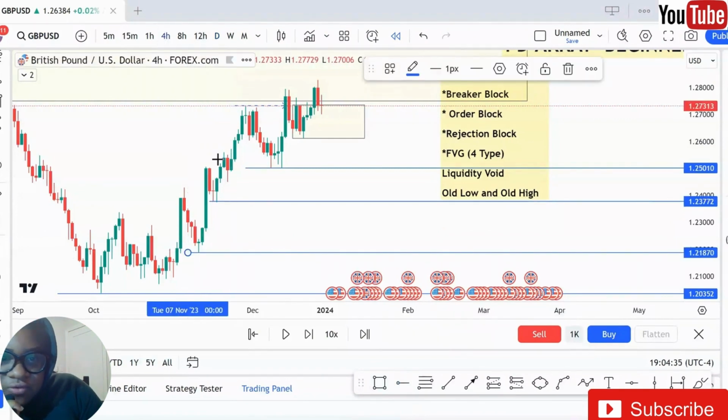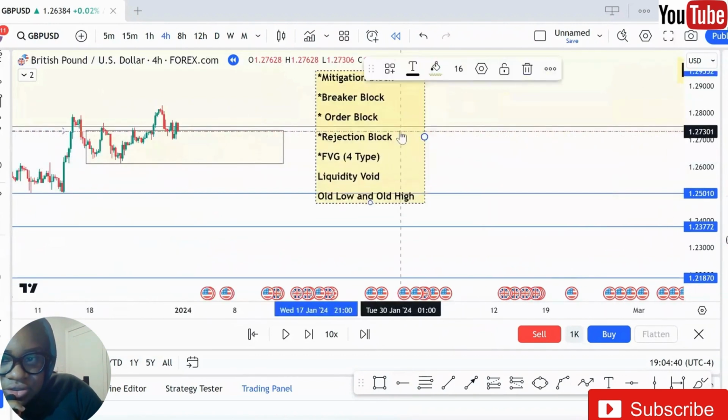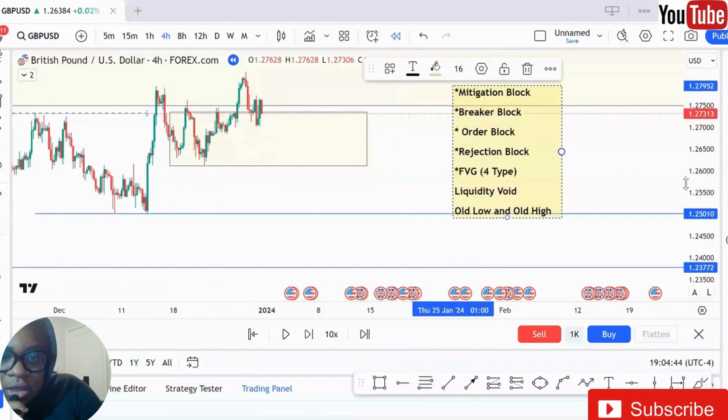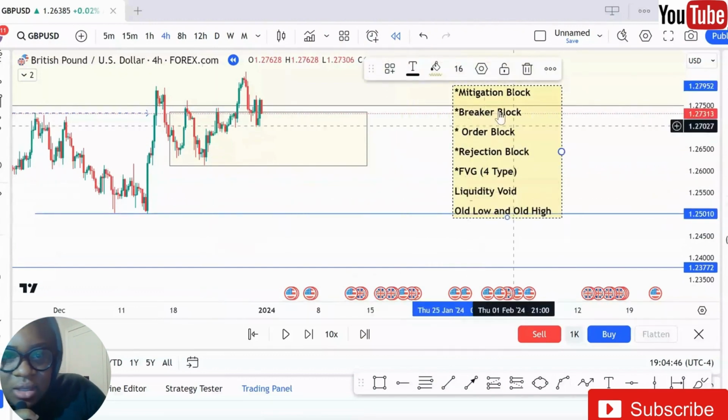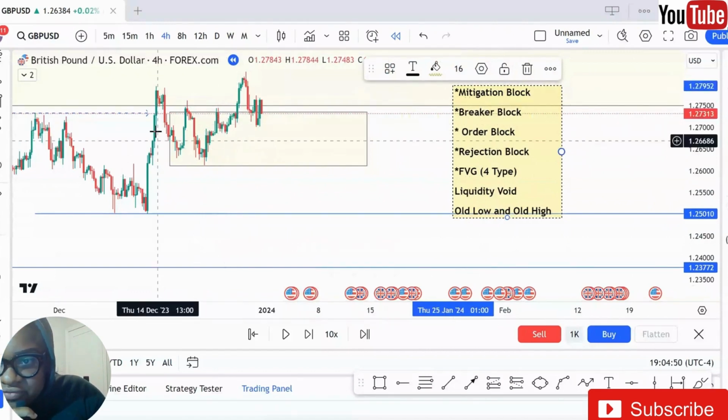Then we come down to 4 hours. On 4 hours, we're still going to be following those rules and regulations. This is what's going to guide you throughout your trading. It will make it easier using the PD array. Is there a mitigation block? For now, no. Let's look at it very well.